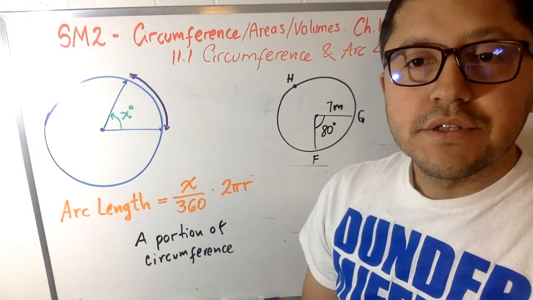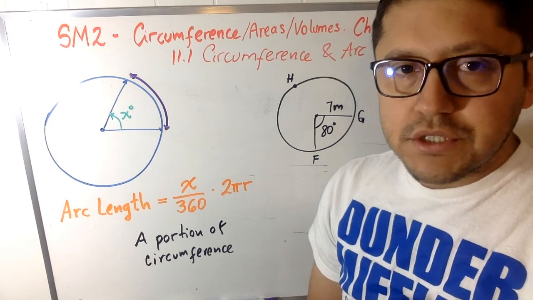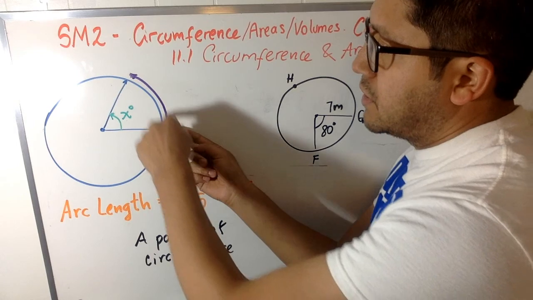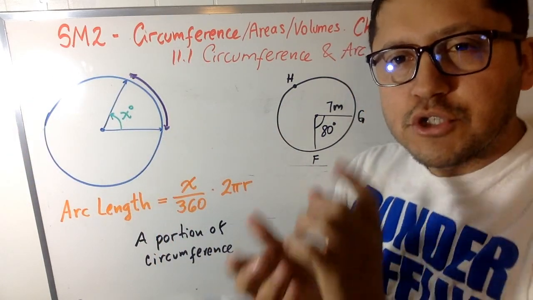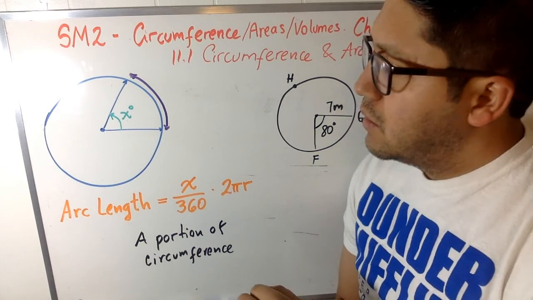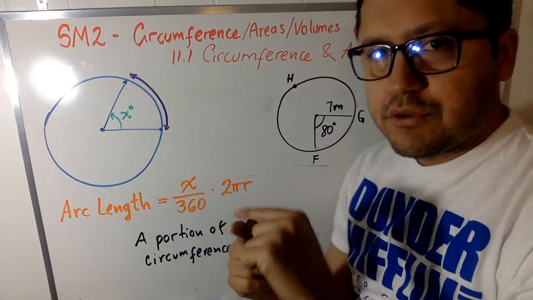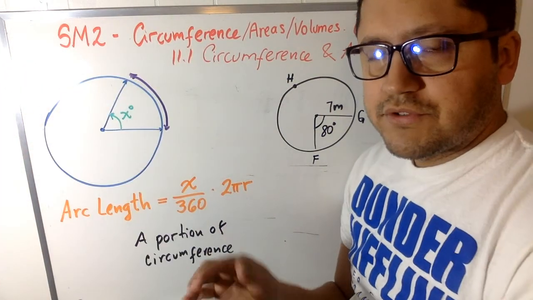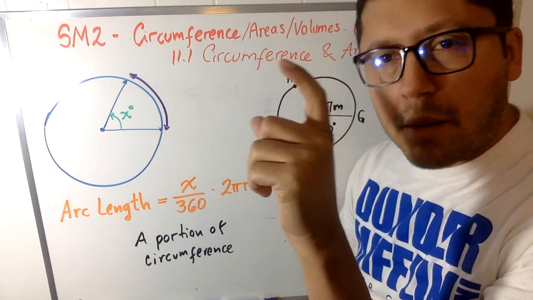Okay guys, let's continue with a second example for section 11.1. We just talked about the circumference, which means that it's the whole length of the circle. So now we're going to talk about just portions of it, okay? When you go around the circle, you do a 360-degree turn. But sometimes we just need to find the length of just a portion of it.